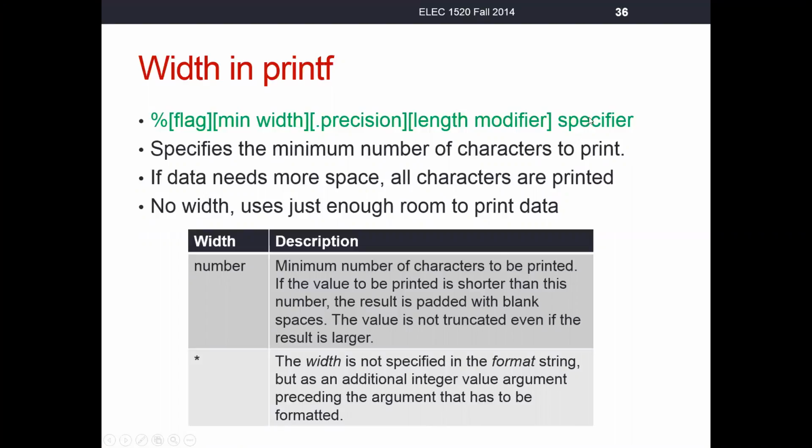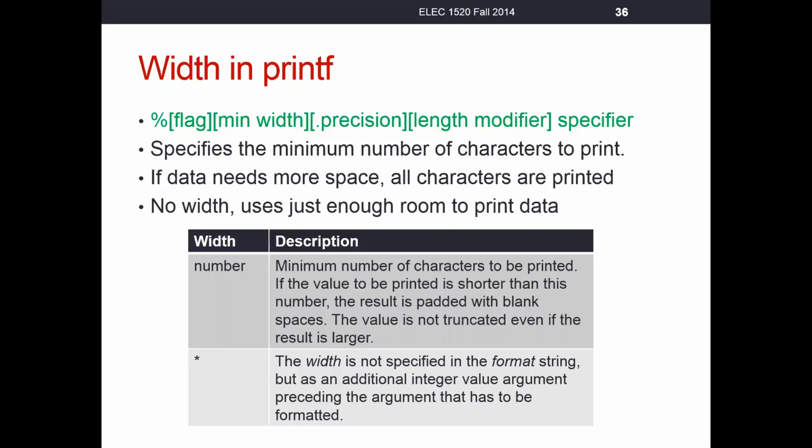We saw the %d said to interpret integer information in a base 10 or a decimal format, so %d decimal. And then we have these optional fields that we can put in here. One of these fields is the width field, and it will always be the minimum width. So it's going to specify the minimum number of characters to print. When our data needs more space, all characters are printed. If we don't specify the width, it uses just enough room to print the data. That's what we've been doing, using just enough room.